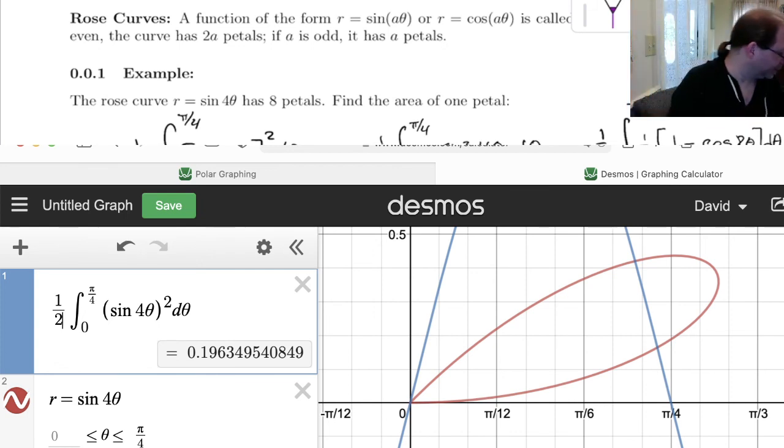So yeah, we're good. The trickiest part of this is really finding the beginning and ending of one lobe, but it's really not that bad. The easiest way to do it, I think, is to just look at a graph of, in this case, y equals sine 4 theta, and then figure out the start and end of a petal.